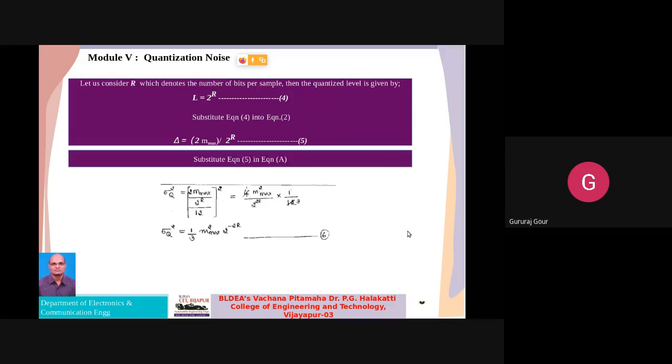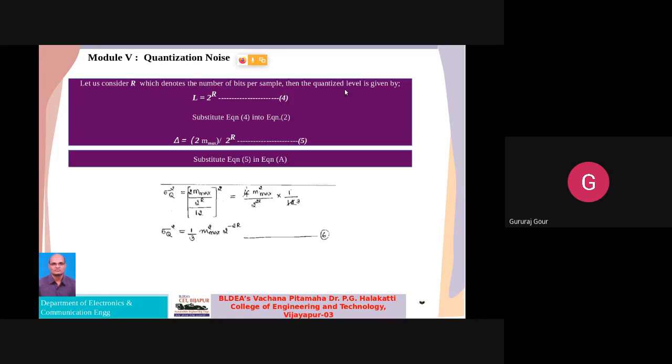This is called equation number A. We denote this one by equation number A. So this is a very important derivation we are doing today for the quantization noise. Next, continuing this one, let us consider R denoting the number of bits per sample.